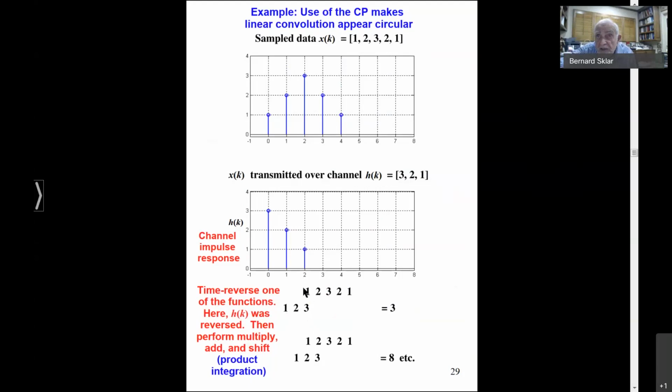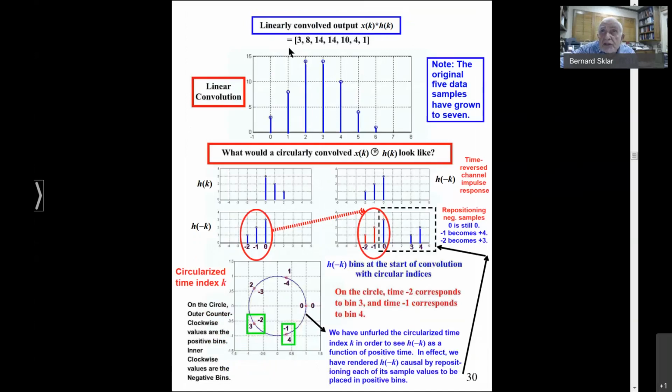That is 1 times 3 is 3. Then there's a shift, another multiply. 2 times 3 is 6 plus 1 times 2 adds 6 and 2 is 8, and so forth. And when you finish, here's what you get. You get the sequence 3, 8, 14, 14, 10, 4, and 1. The first thing to notice is that the original 5 data samples have grown to 7. So remember the characteristics of orthogonality. If you go through this impulse response and you keep the transients there, you're no longer orthogonal. You've just lost orthogonality. Now you ask the question, what would circular convolution look like?